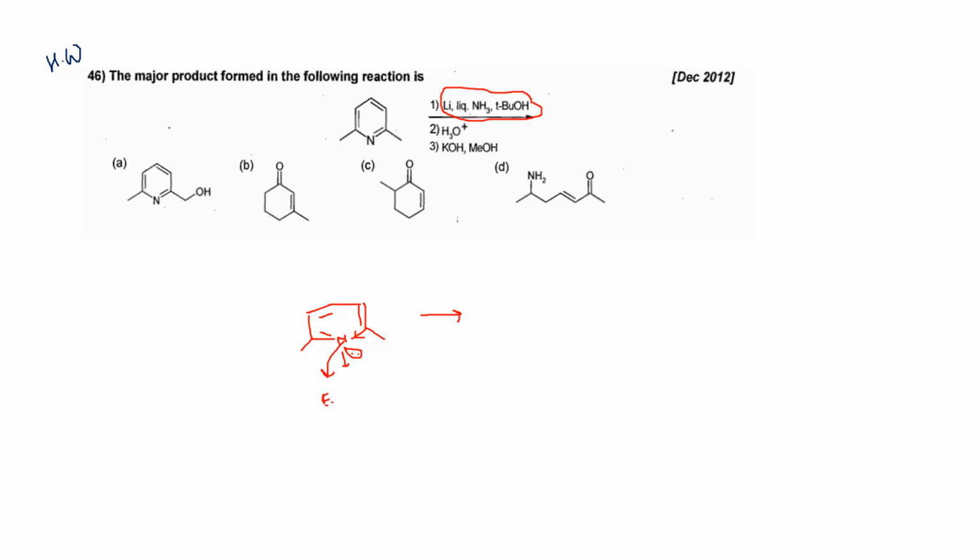So what happens in case of an electron withdrawing group in this Birch reduction? I have already explained the shortcut. If you consider this as an electron withdrawing group, then you have to keep the electron withdrawing group and draw 2 double bonds beside this. So it will be formed. This is the product after the first step.